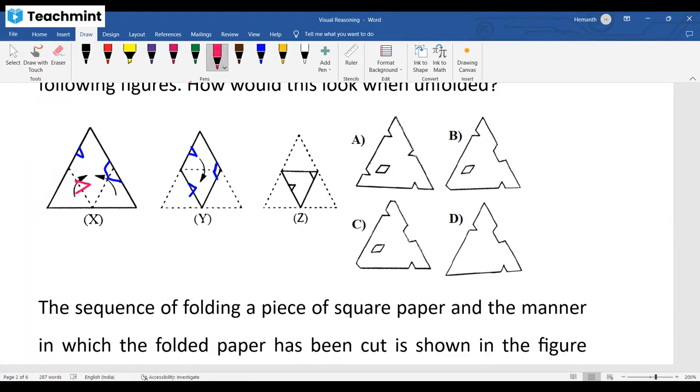One by one, you need to unfold. Okay, this side shading and this one, this A wrong, D wrong, this corner is empty. Okay, D wrong. Among B and C, okay, there is one more corner, fine, this is removed.